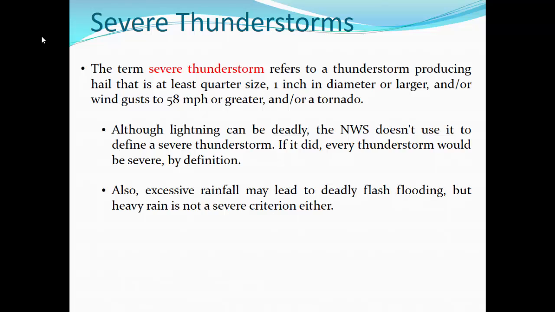So any one of those three would make it a severe thunderstorm. So this is just how we define the difference between what could be a strong thunderstorm in the afternoon and a severe thunderstorm. So it really is about record keeping and whether we issue warnings or not.